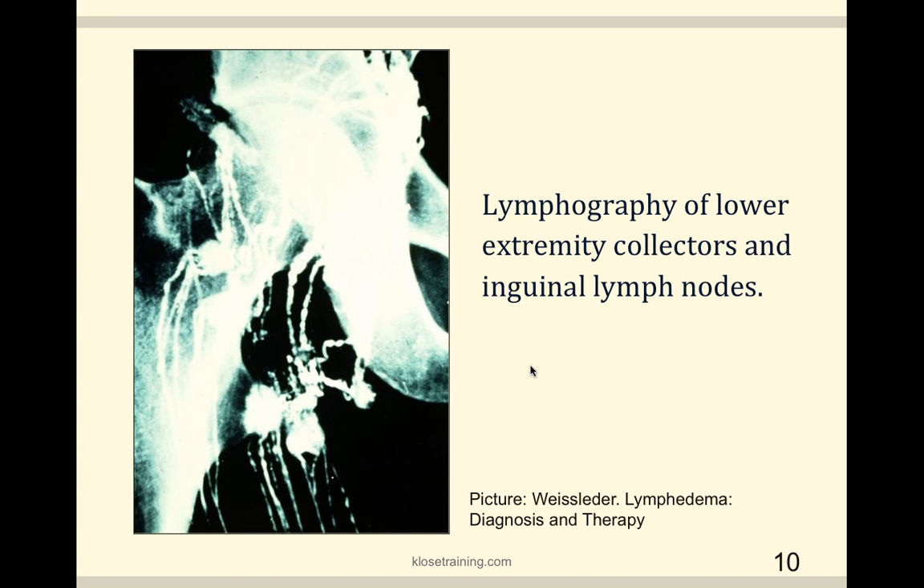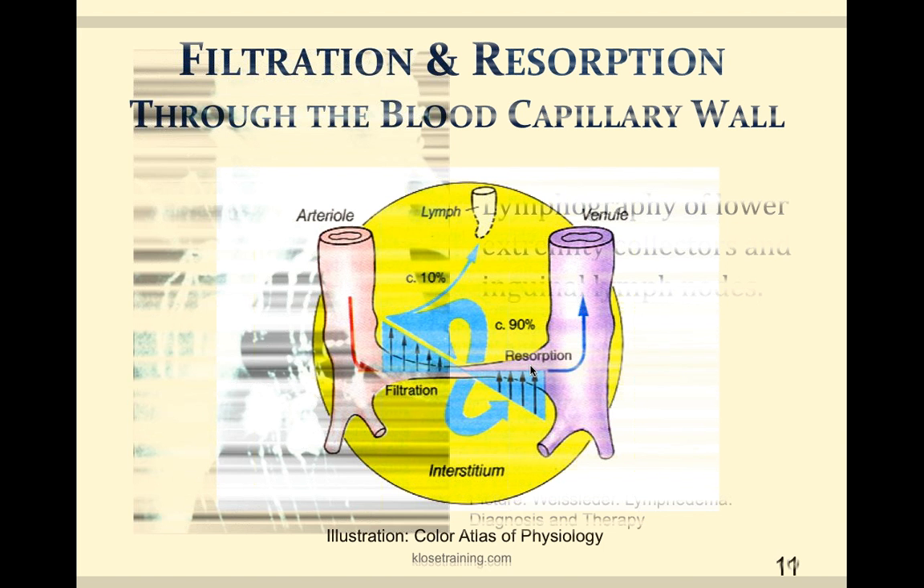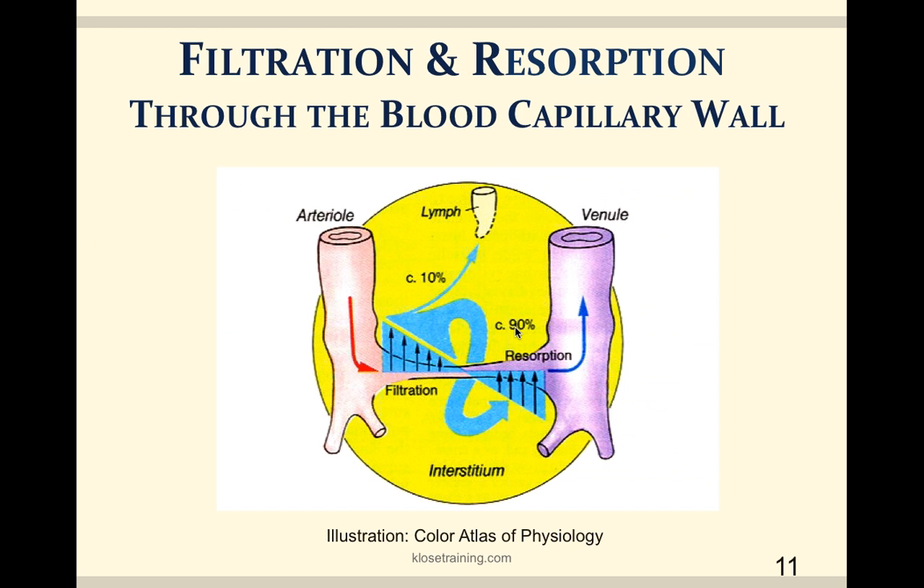Okay, so this is just a diagram. It's an X-ray of the right pelvic region, and it shows the inguinal lymph nodes and the lymph collectors, and they show this through lymphography. Okay, so let's talk about filtration. So the most important process of cell nourishment is diffusion. However, filtration and reabsorption processes at the blood capillary wall are important in lymph formation.